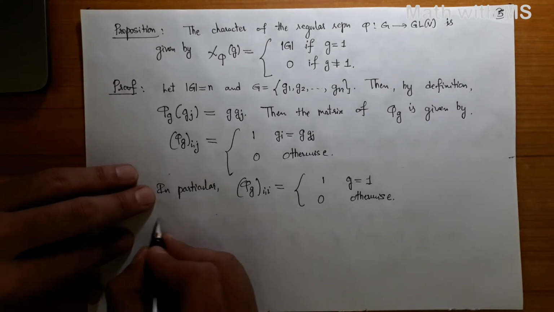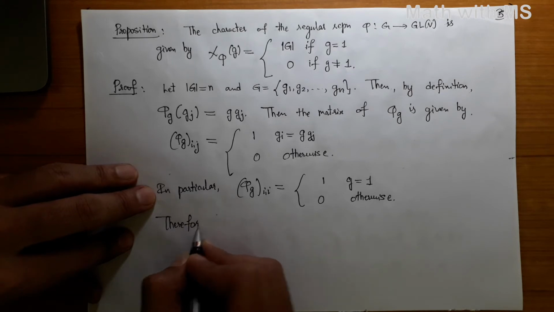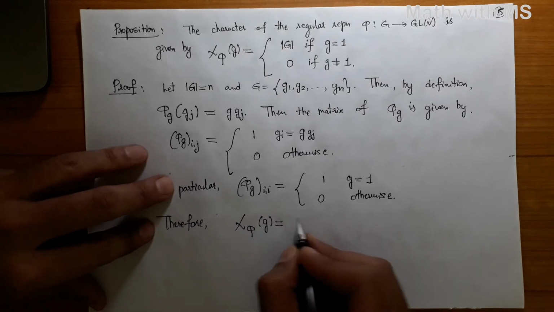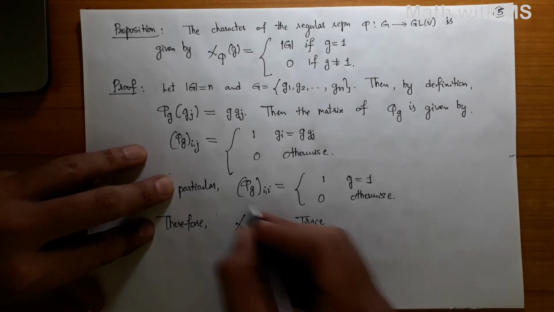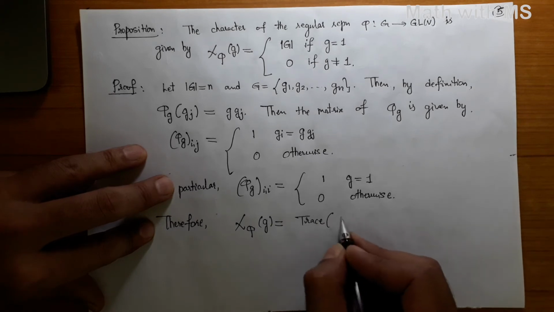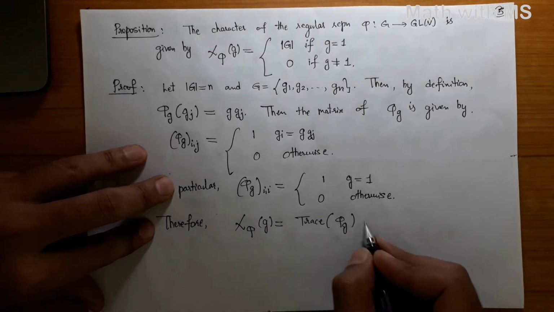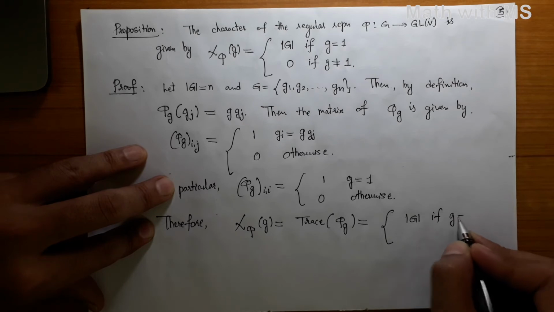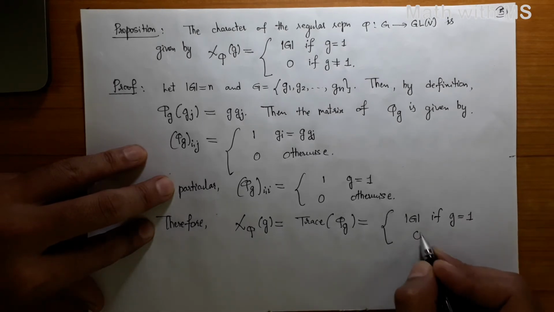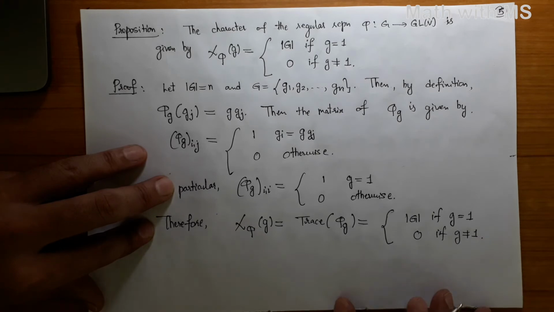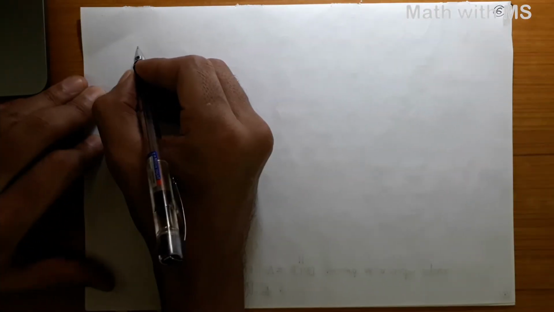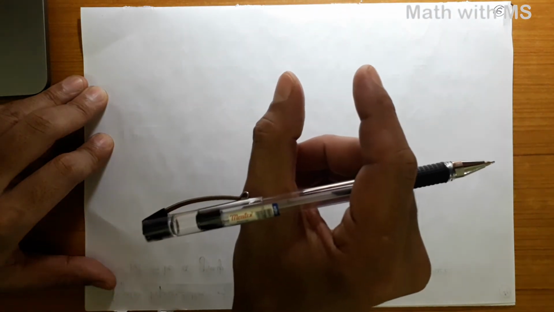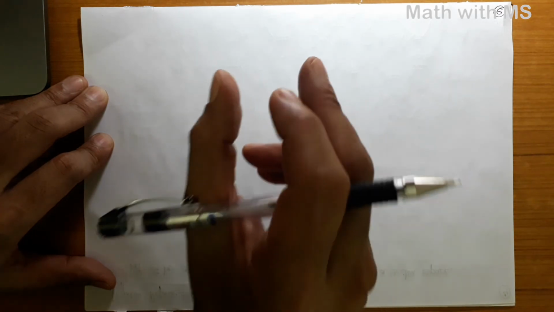Alright, so therefore the character of phi evaluated at a group element g, which by definition is the trace of the matrix of phi_g, turns out to be the order of the group G if g is 1, and 0 otherwise. This proves the proposition. We can now prove this very interesting result, that the regular representation has each irreducible representation of the group G as its constituent.